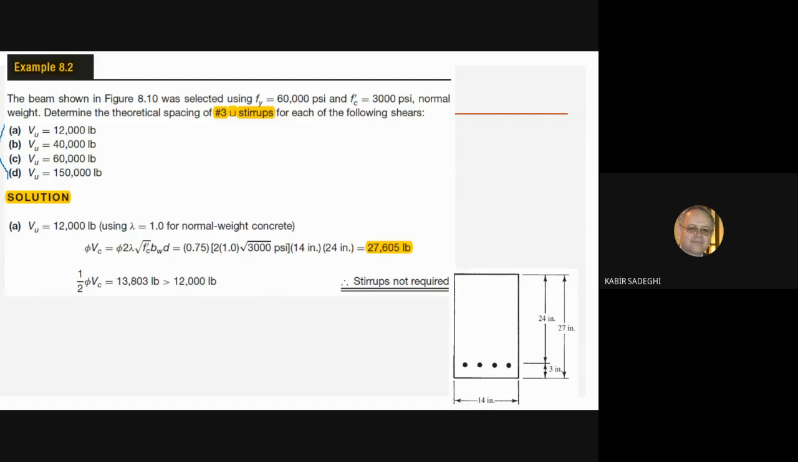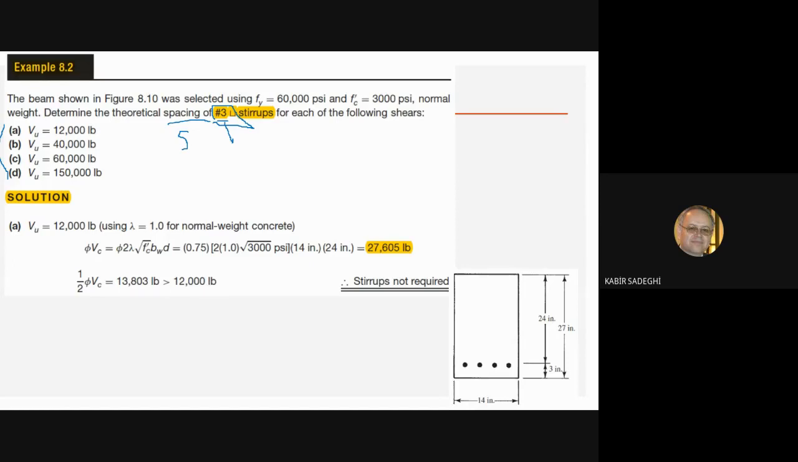Therefore, we selected the size of the stirrup. In the formula, we have two unknowns. One is the size or the area of the steel. The other is the spacing. Therefore, we select one of them and calculate the other one. The size of the steel is selected, and we calculate the spacing for that. Therefore, we should find the spacing. S is unknown. The size of the stirrup is given. When number 3 is given, we have the area of that, and we can calculate.